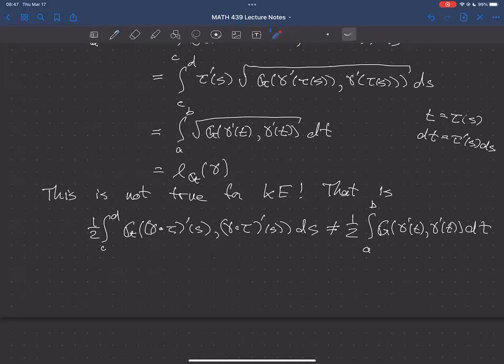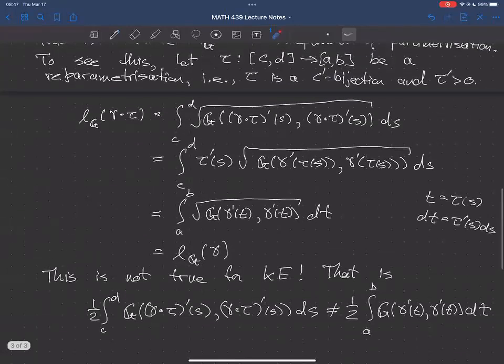So this is something that's rather specific to length. And as we saw in the calculation which goes from here to here, the reason that this works out is that when you do the chain rule, you get a tau prime and a tau prime, which gets squared, and then you take its square root. So that's the reason why the length function is independent of parameterization. And that's as it should be, right? If you want to talk about the length of a curve, it shouldn't matter how quickly you go along the curve. The length of the curve should be the length of the curve.